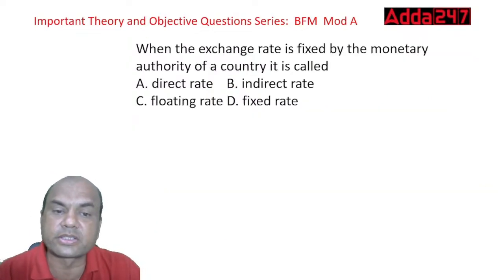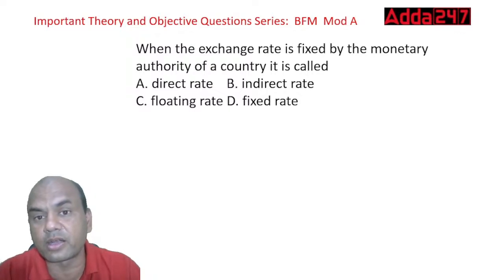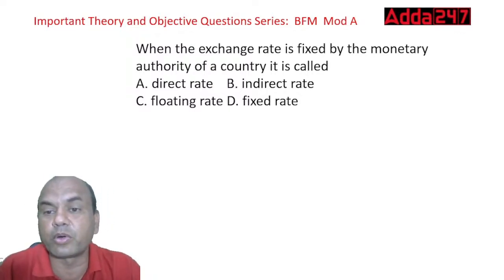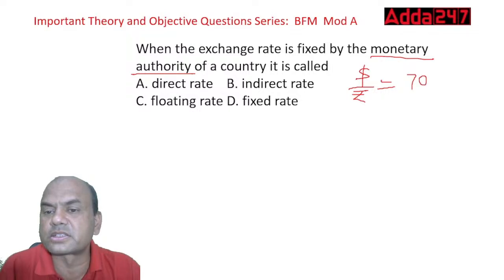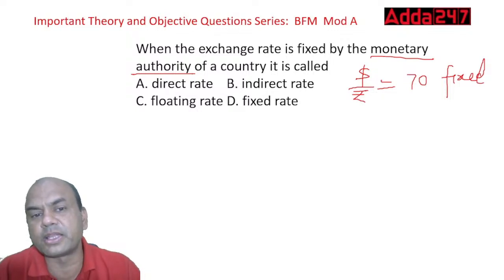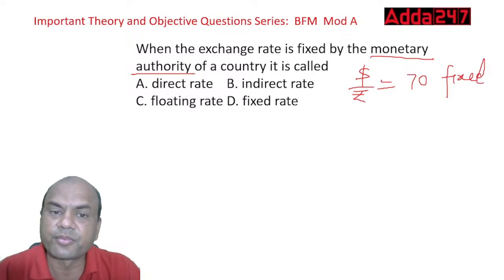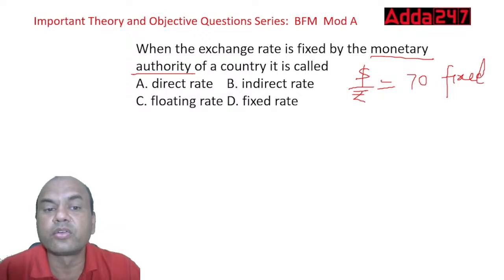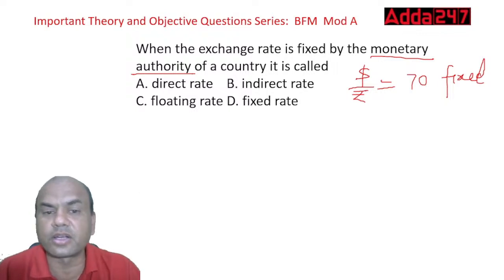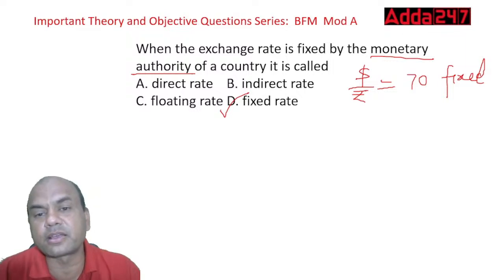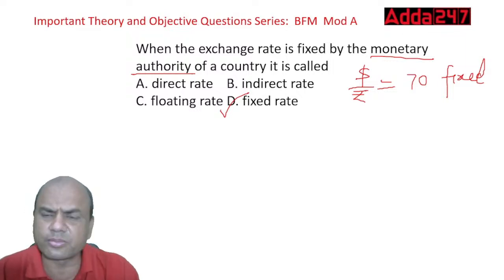When the exchange rate is fixed by the monetary authority of India, or of any country, it is called as... Here, when it is fixed by the monetary authority, means what? RBI tomorrow says that the dollar to INR rate is, let's say, 70 rupees, fixed, no changes in that. It will not fluctuate. It is fixed by this monetary authority. So in this case, what is it called as? Direct, indirect, floating or fixed? It is called as fixed, isn't it? It is fixed by the monetary authority of that country. So it is fixed, but obvious.